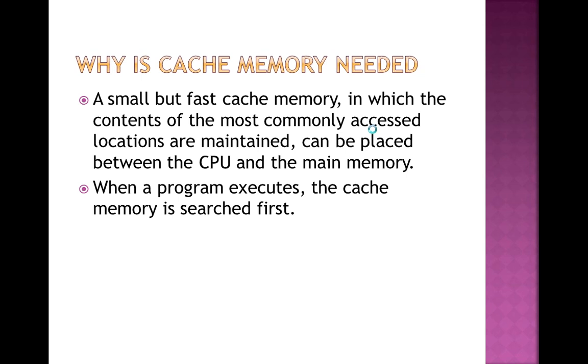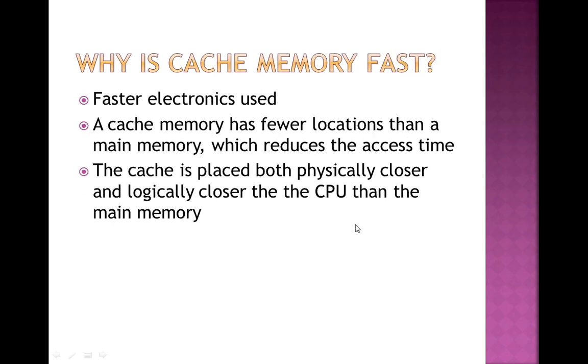Next, one of the main reasons is that the contents of the most commonly accessed locations can be placed between the CPU and the main memory. When a program executes, the cache memory is searched first.